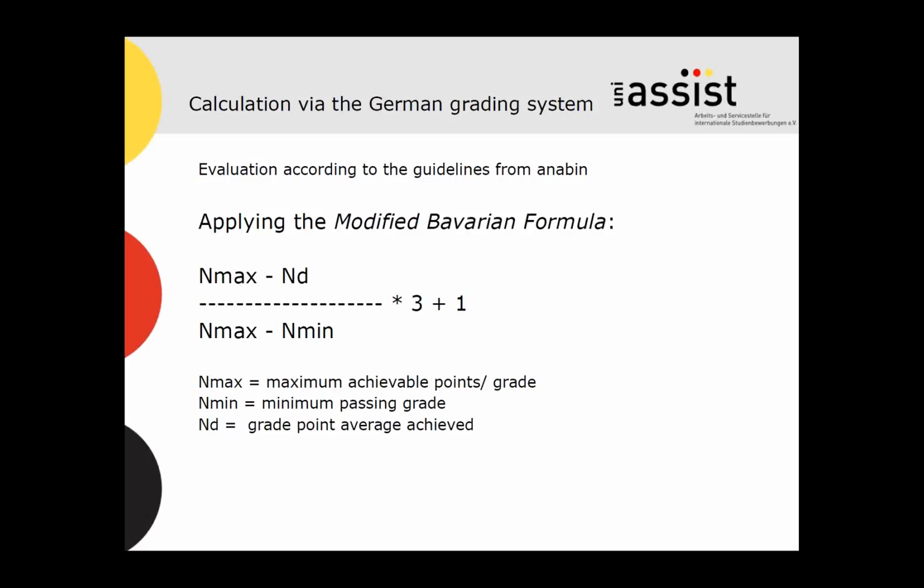So the Nmax means maximum achievable points. What is, for example, from the high school diploma is 4. Minimum passing grade and mean is 2, and grade point average achieved is what you get.